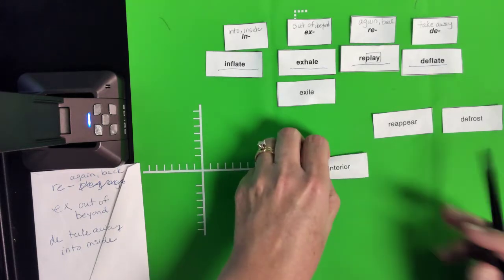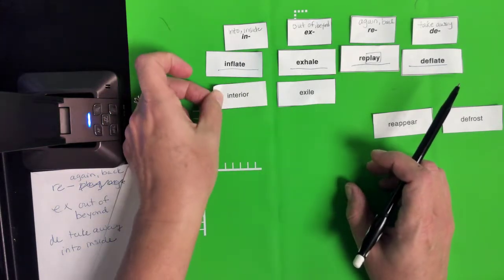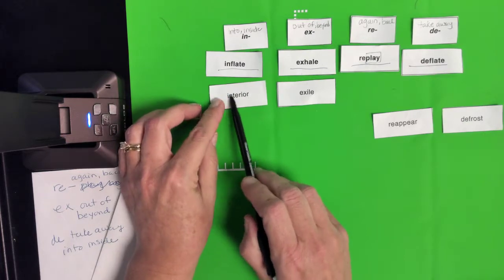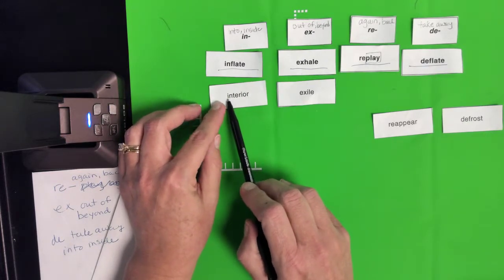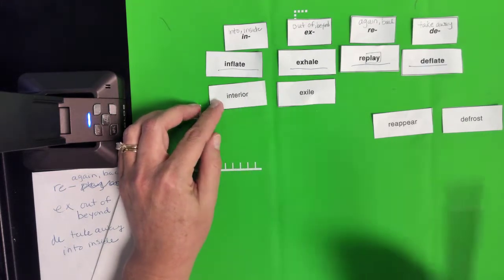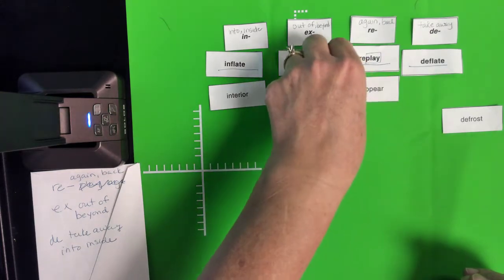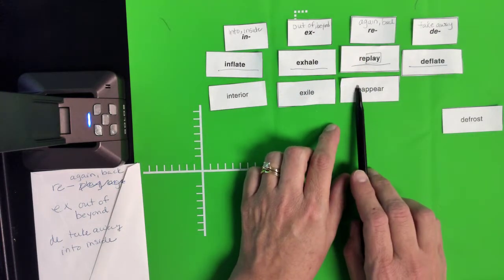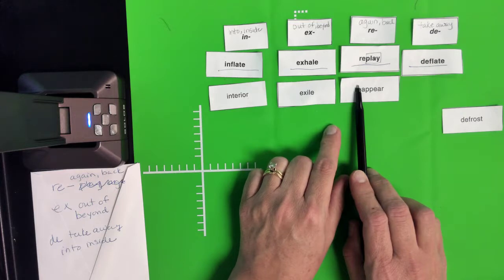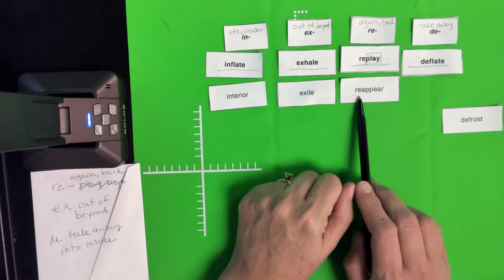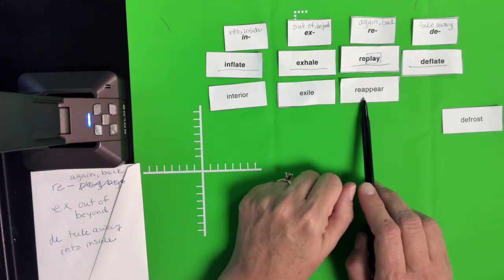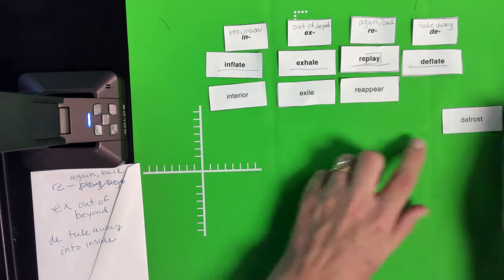And then over here we have interior, and I've already talked to you about that. In means inside, so this is the inside of something. And then I'm going to put re here, reappear. Well, appear is a base word. It means something just shows up. And if I put re in front of it, it shows up again. So that's an actual base word.